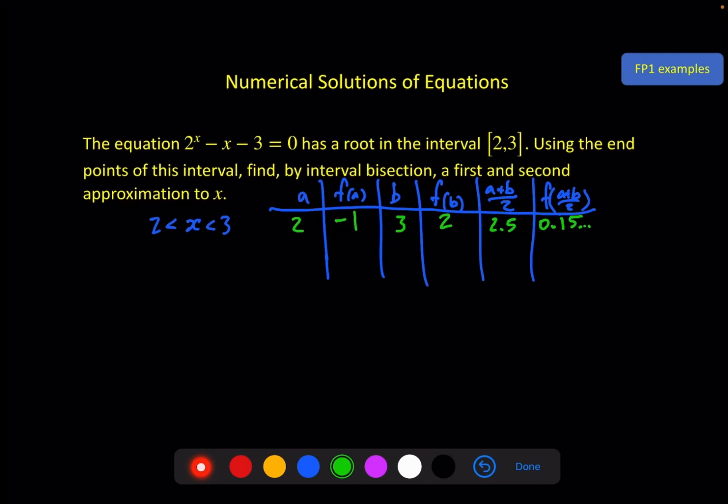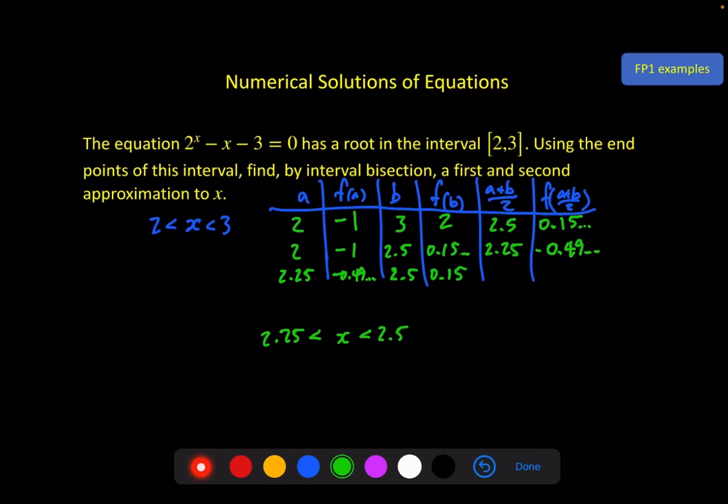So we're going to replace b with 2.5 and do the same thing again for the second and final time, which gives us a midpoint of 2.25 and an answer in the equation of minus 0.49, a negative answer. So this time we're going to replace our a from 2 to 2.25. And we can say with confidence that the root is between 2.5 and 2.25.